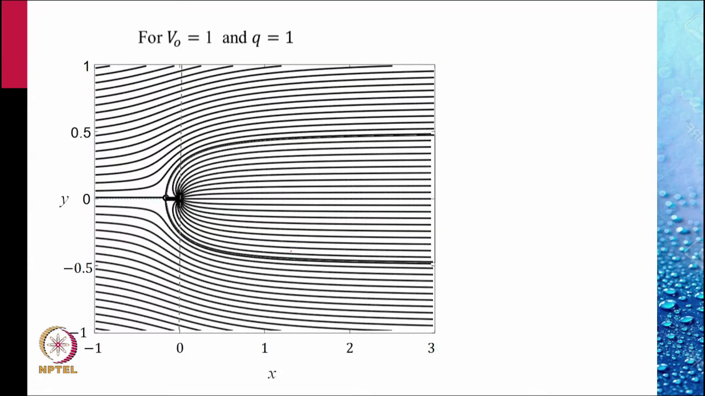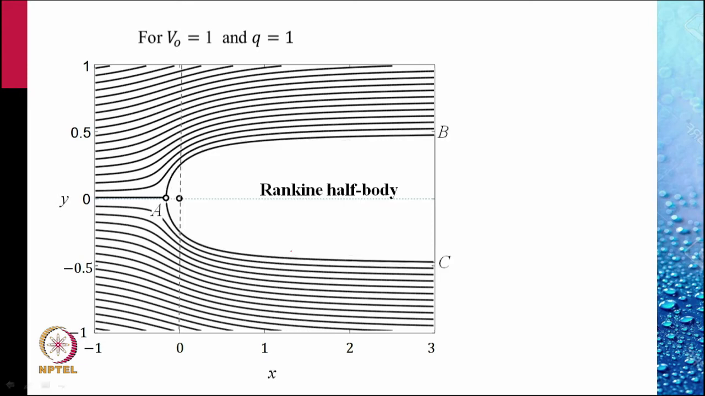If we take this stream function and plot, we get this shape, for V naught equal to 1 and Q equal to 1. Now, this streamline can be taken as the wall of this half body since it extends to infinity on the right.